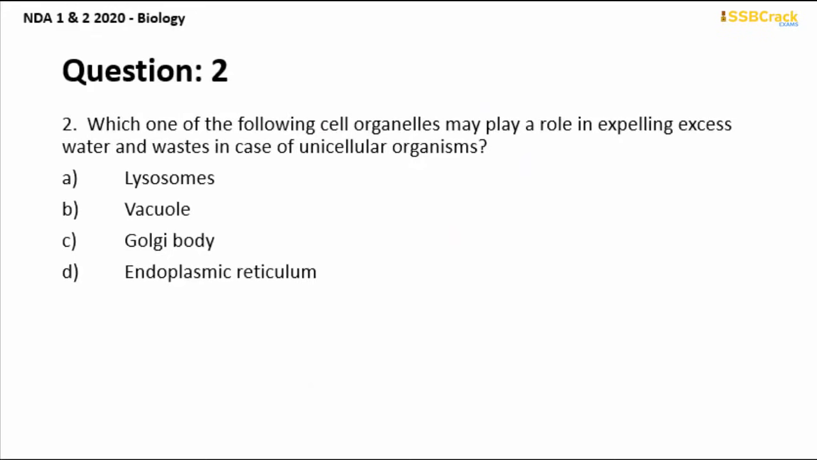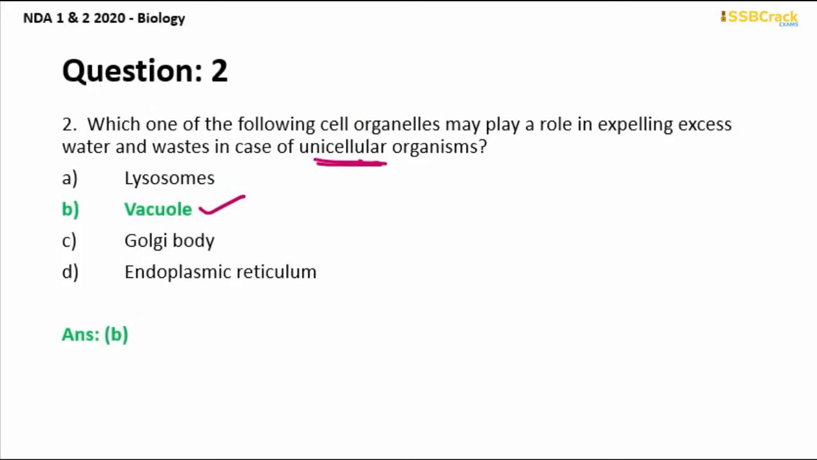Question number 2. Which one of the following cell organelles may play a role in expelling excess water and waste in case of unicellular organisms? So what are the options? Option A lysosomes, option B vacuole, option C Golgi body, option D endoplasmic reticulum. So what is the correct answer here? It's option B vacuole. So in unicellular organisms.